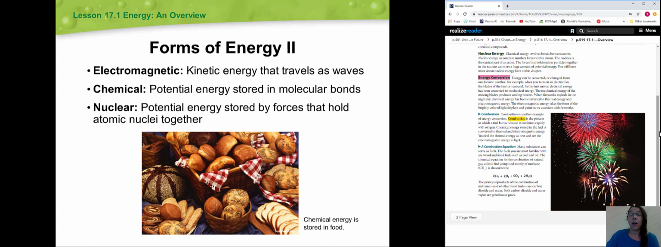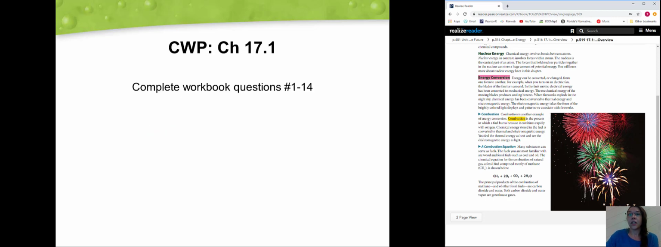All right, so our next forms of energy were electromagnetic, which was kinetic energy that travels in waves; chemical, potential energy stored in molecular bonds; and lastly, nuclear, which was potential energy stored by forces that hold atomic nuclei together. Go ahead and stop here and complete in your workbook questions 1 through 14.